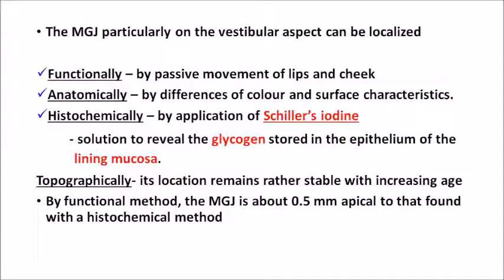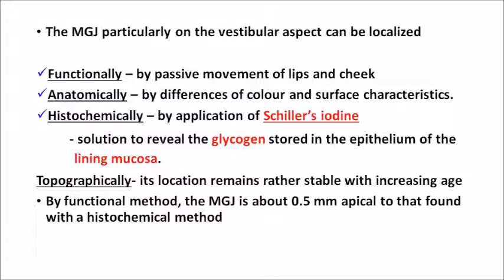Coming to the mucogingival junction, an important structure. It separates the gingiva and alveolar mucosa, as is clear from the term: the junction of alveolar mucosa and gingiva. Just like the free gingival groove, it is more pronounced on the vestibular aspect. And we have three techniques to localize the mucogingival junction. It can be localized functionally, anatomically, and histochemically.